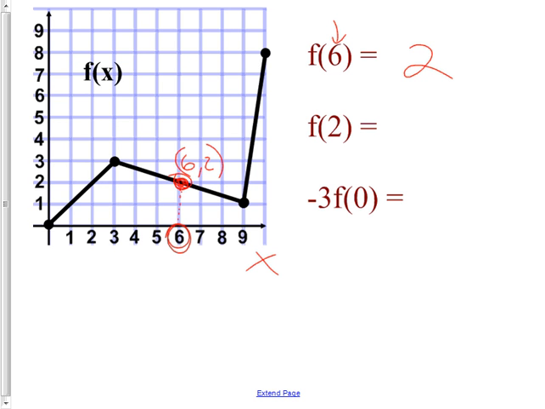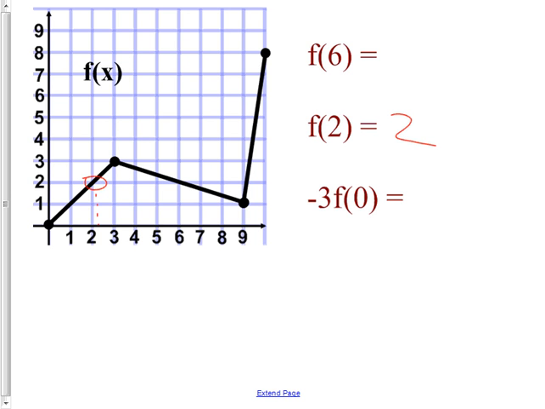Okay, f of 2. Did I tell you x or did I tell you y when I said f of 2? I told you the x. I told you x was what? X is 2. So I find x is 2. I follow it up. Boom. And what do I want you to tell me back? The y. And the y is what? 2.